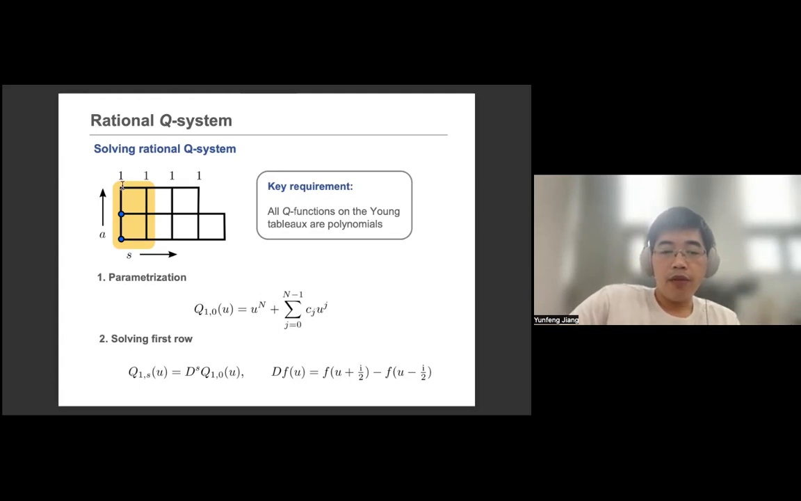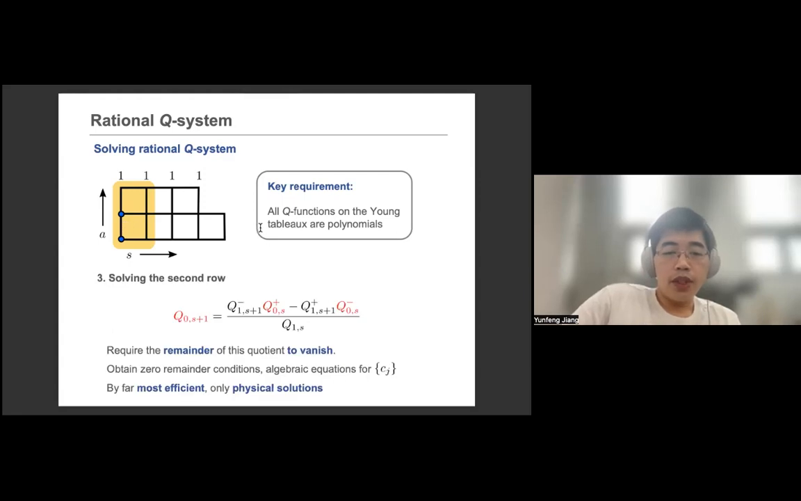And then we first solve the first row using the QQ relation. So we find that the first row can be solved very easily, where this D is the difference operator. And then we solve the second row. The key requirement for solving the Q system is that every Q function on the lattice is a polynomial. So this is the key requirement. We want all the Q functions on this Young tableau to be polynomials.